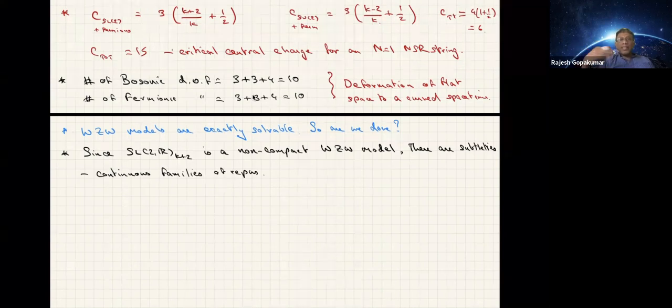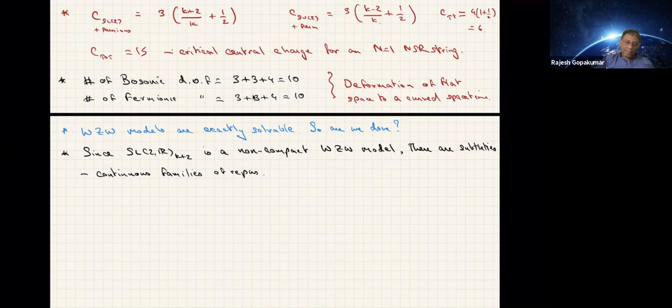Here, SL(2,R) is a non-compact group, so its unitary representations are infinite dimensional, firstly, and so the primary states that we will be working with will have these continuous infinite-dimensional families. And in fact, there are families of SL(2,R) representations that are labeled by a continuous parameter. And so we'll have to consider these.